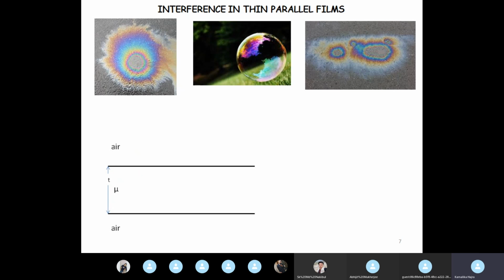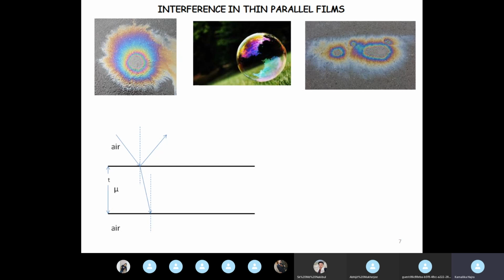Now something very interesting happens when a single ray of light is incident on such a film. Of course, you cannot single out a ray of light, but even so, something very interesting happens. See, I have a single ray of light of a certain amplitude incident, and I have also drawn the normal. What will happen to it? Part of it will get reflected and part of it will get transmitted. Up to here, we all know.